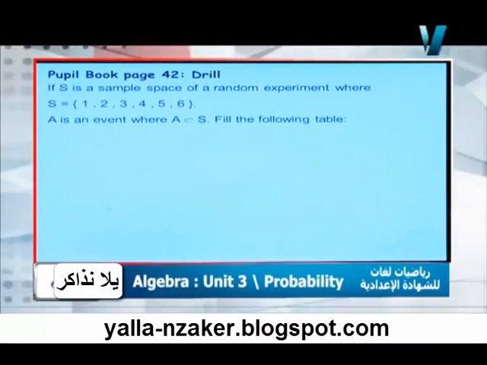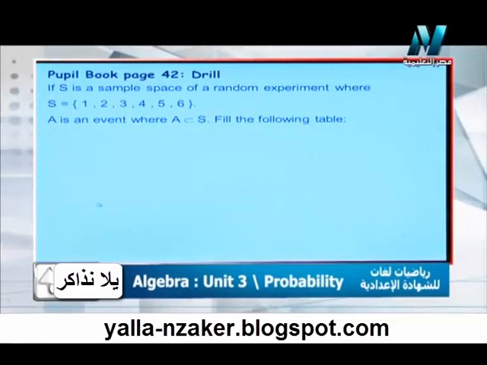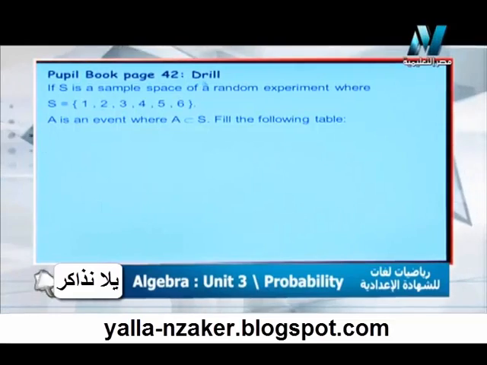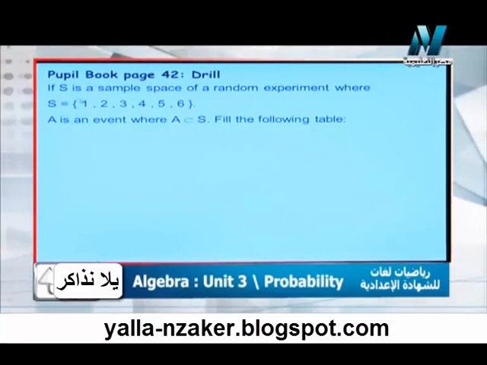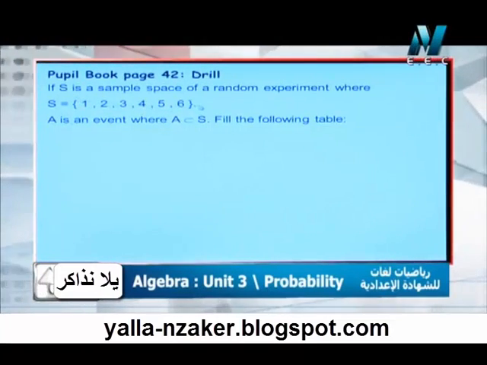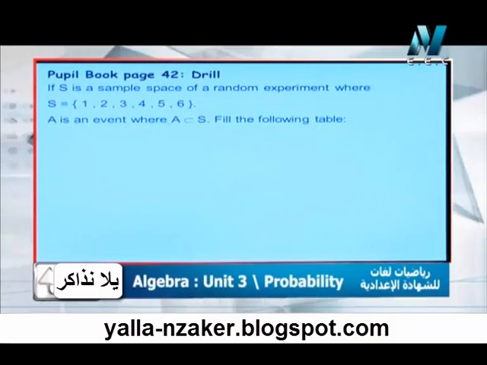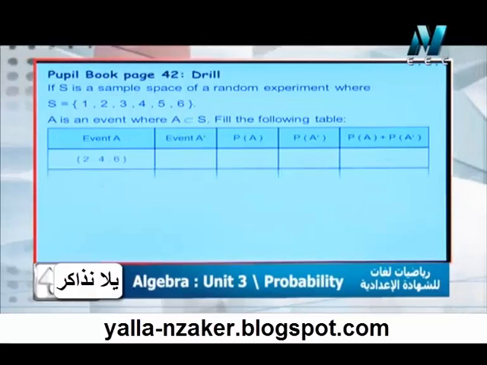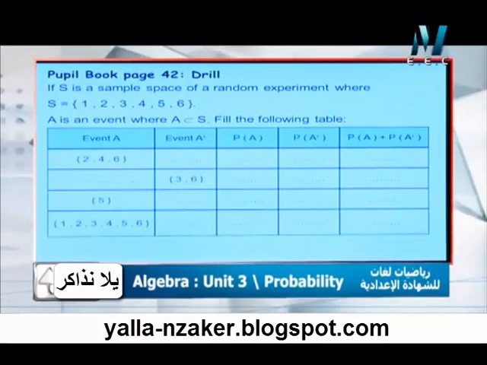نشوف كده مع بعض. عندنا في البيبل بوك page 42 عندنا دريل تحت كده بيقول لي في الدريل S is a sample space of a random experiment and S equals 1 2 3 4 5 and 6. A is an event where A is a subset of S. Fill the following table. ومديني جدول كده عندي في الكتاب. عايزين نمسك قلم بقى ونملى التيبل دوت.